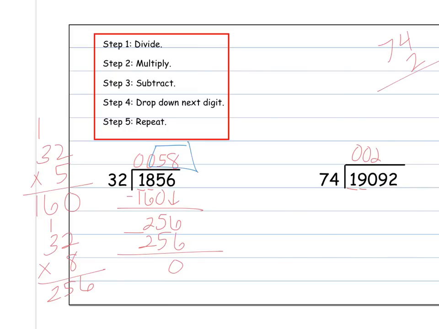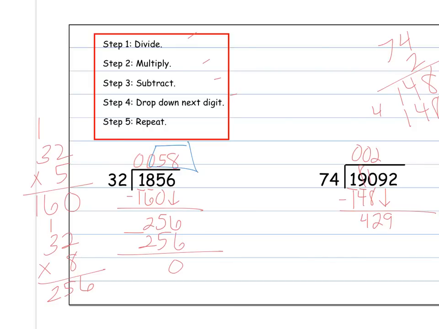74 times 2, 148. I find the difference, how many are left over, and I get that that is 42. Again, borrowing the 8. 10 minus 8 is 2. 8 minus 4 is 4. Bringing down the next place value. Notice I'm following these steps. Okay, so 429. Well, it's definitely going to go in there 2 more of these.